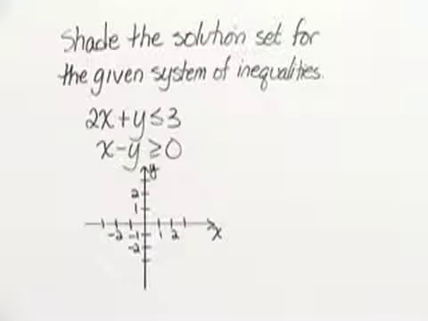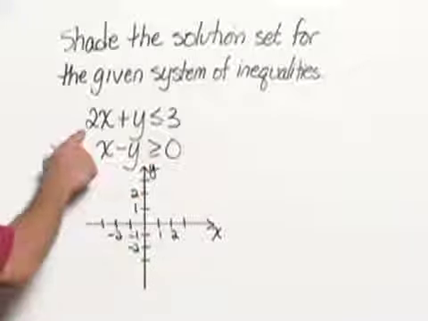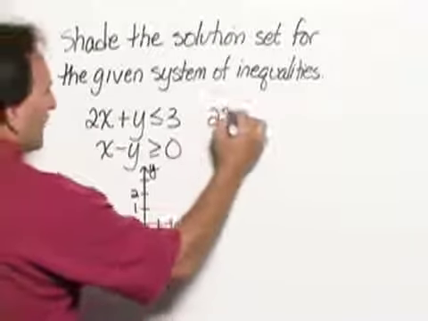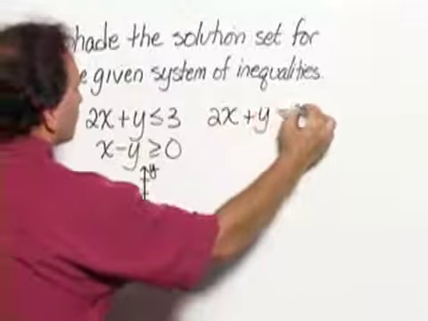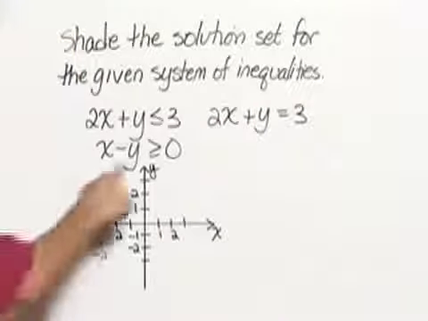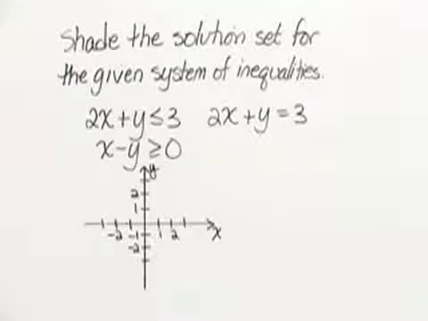Shade the solution set for the given system of inequalities. 2x plus y is less than or equal to 3. x minus y is greater than or equal to 0. So, starting with the first inequality, the boundary line is 2x plus y equals 3, and it's a solid line because of the equal to part of my inequality symbol.